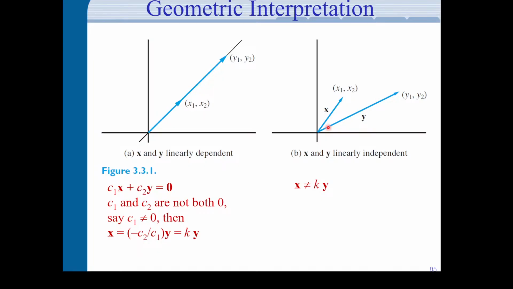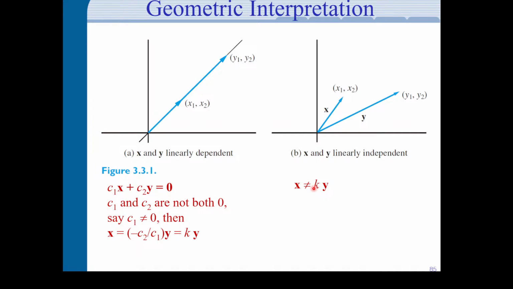Okay, and next we have the geometric interpretation. If we are in R2 and think about two vectors, then they are linearly dependent means that they are just in the same direction. This is an example where C1x plus C2y equals 0, then we see that x is some multiple of y. When x is not a multiple of y, then the x direction and y direction will be different, and they will span the whole space because by taking a linear combination of them, you can go to any point of the two-dimensional plane.